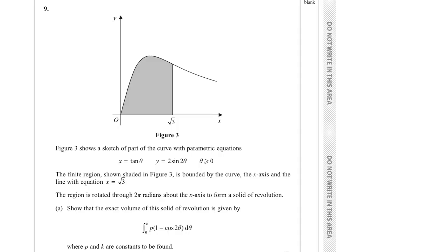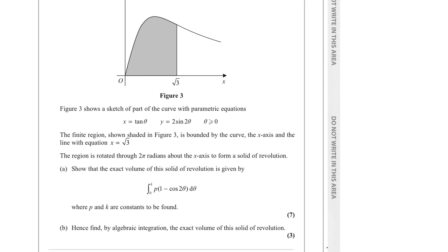Okay, so question number 9, 10-mark question. Figure 3 shows a sketch of part of the curve with parametric equations x equals tan theta and y equals 2 sine 2 theta. The finite region shown shaded in figure 3 is bounded by the curve, the x-axis and the line with the equation x equals root 3. The region is rotated through 2 pi radians to form a solid. Okay, so we know this is volume of revolution. So we're going to integrate pi y squared with respect to x, aren't we? Okay? We know this is what it means.